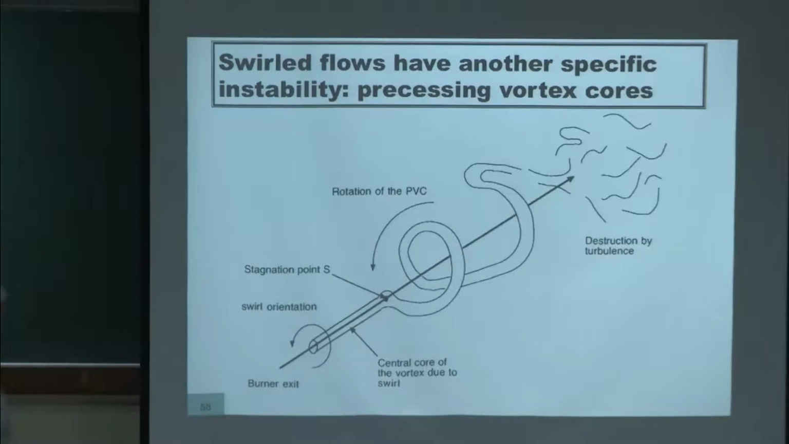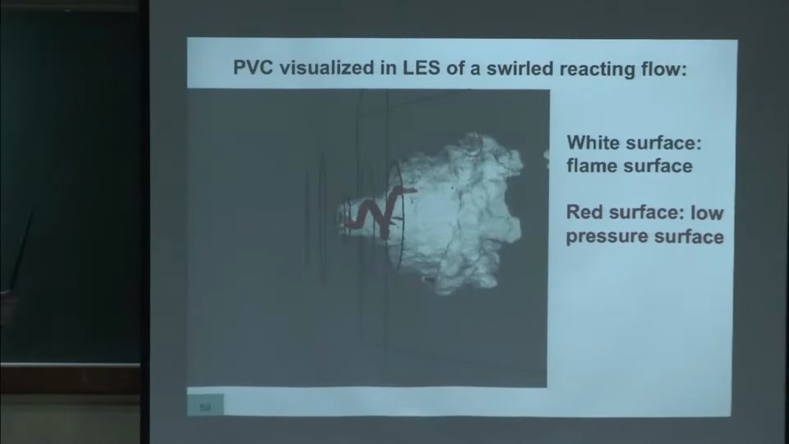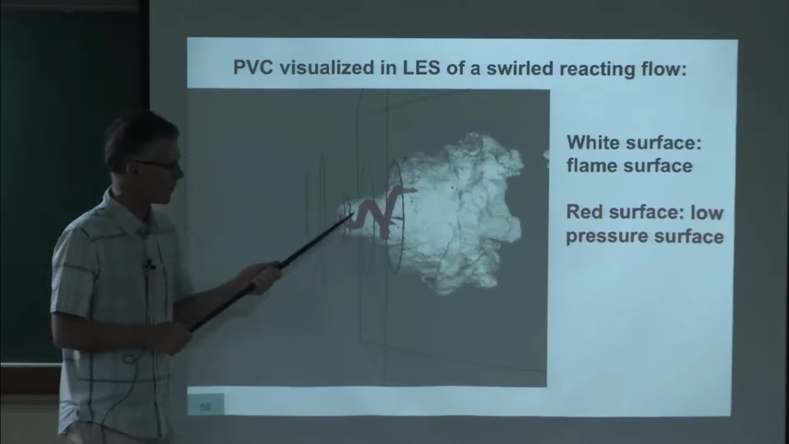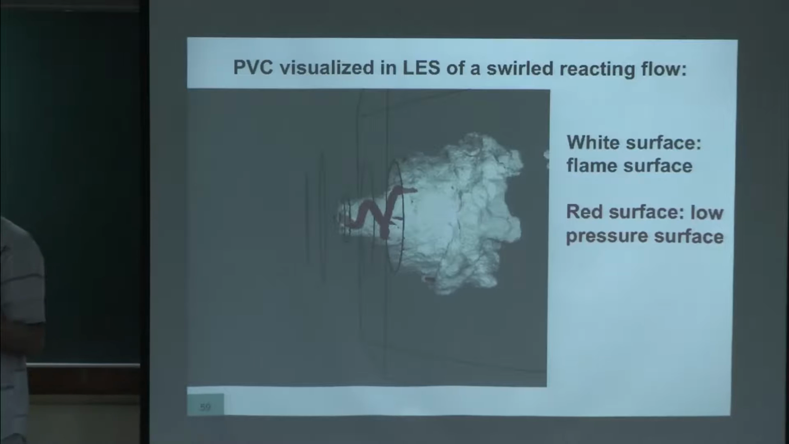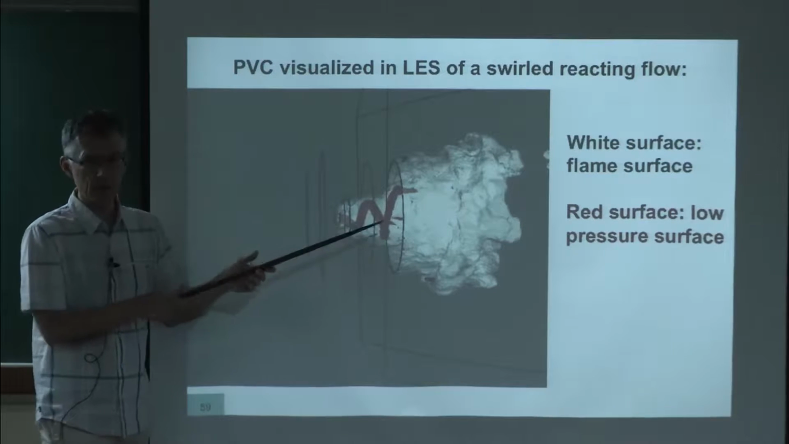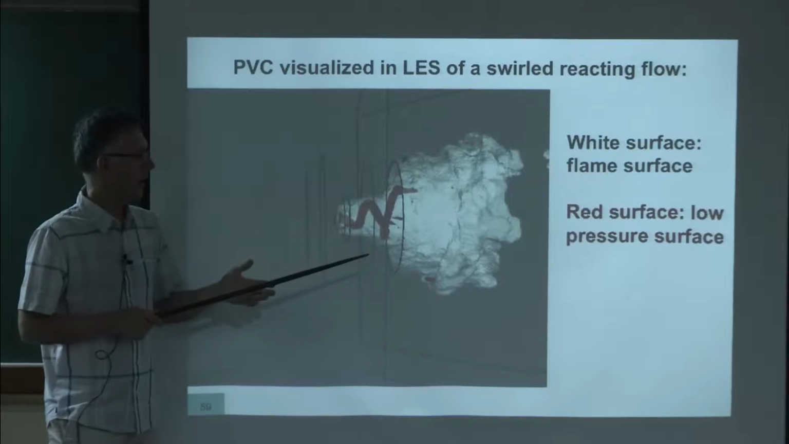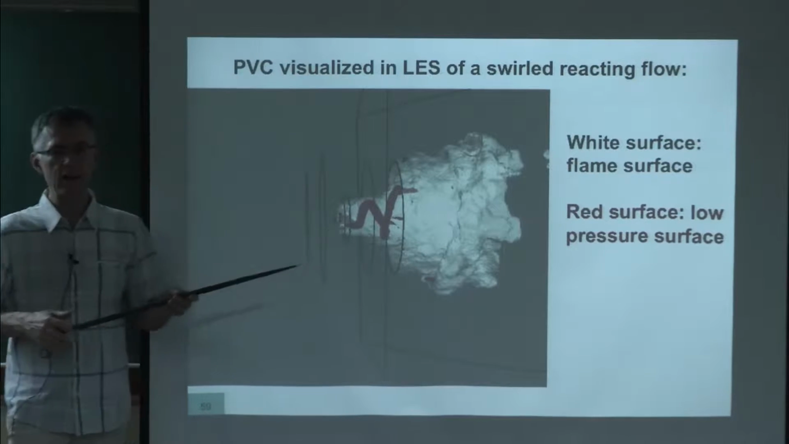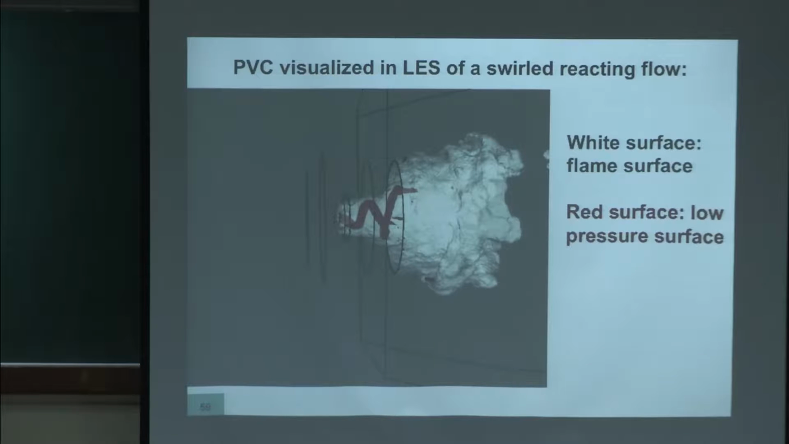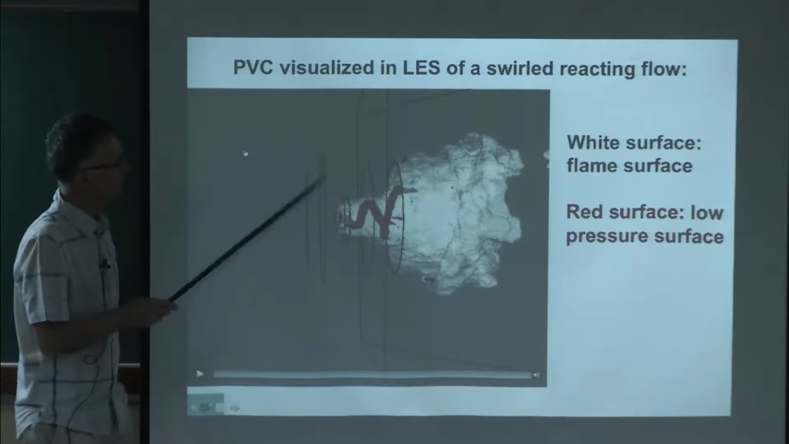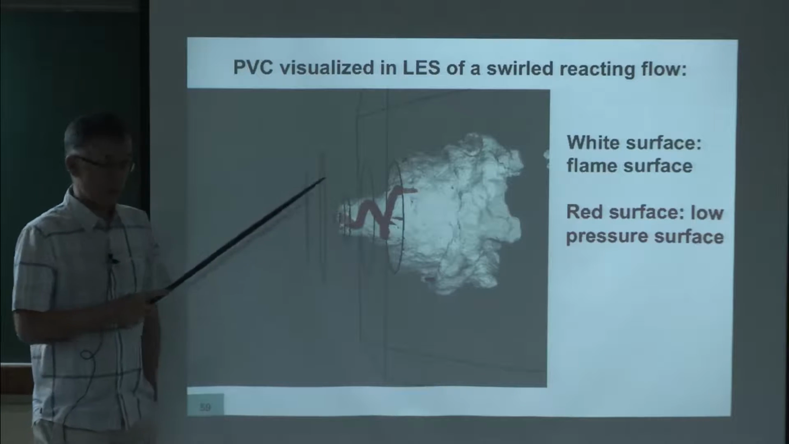Now, these things are very well captured by LES. It's actually been really the big breakthrough in simulation probably 10 years ago. We showed that if you compute this flow with RANS, you have nothing. It's just a stable flow, and you don't see this structure. If you do LES, very fast and very easily, you capture the PVC. We call it PVC for the precessing vortex core. You can visualize it easily.